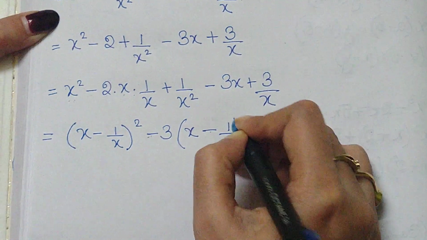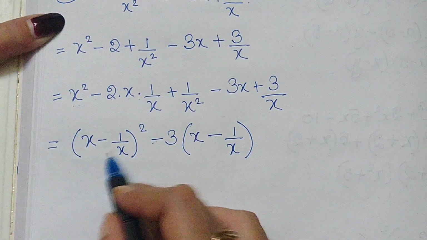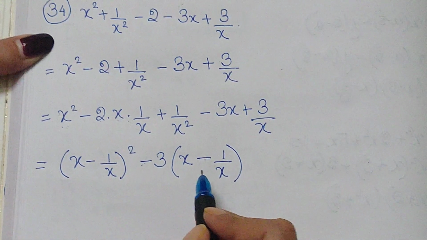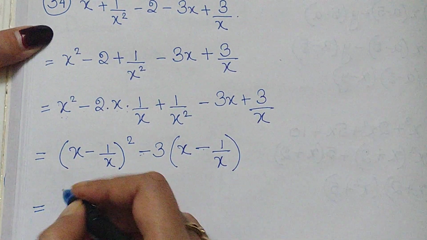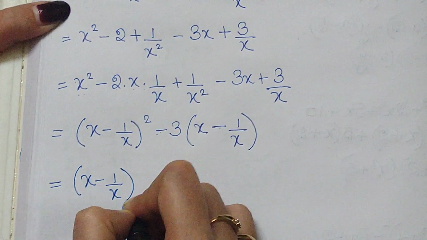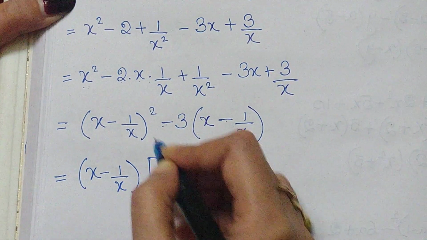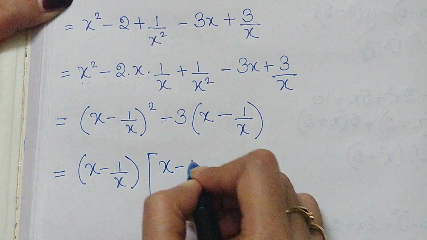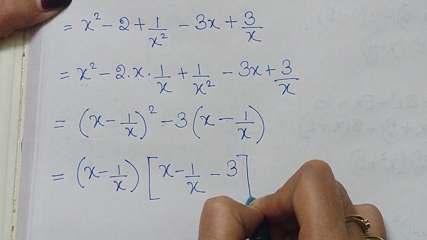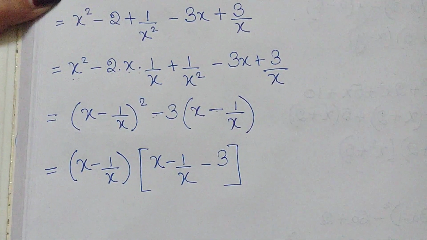So 1 by x. Now you can see in both the cases I am getting x minus 1 by x as common. So I will be taking x minus 1 by x as the common factor. So from the first I am getting x minus 1 by x minus 3. So this is the answer.